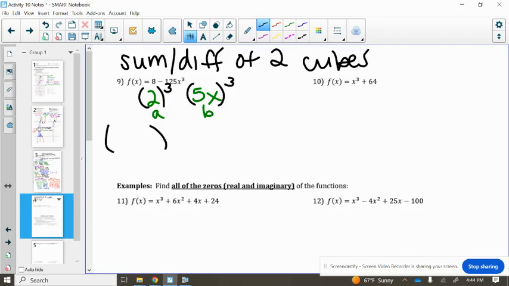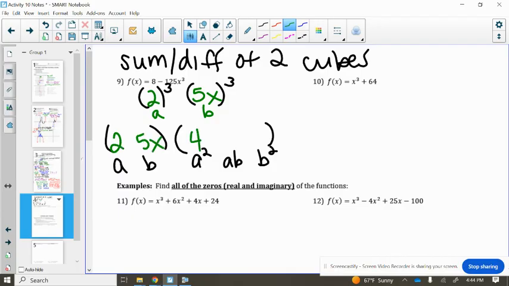And each time when we have a sum or difference of two cubes, the pattern is a, b, a squared, a times b, b squared. So a, b, a squared, a times b, b squared. And the signs are based off this original. So same sign as the original, opposite sign of the original, always positive. I like to call this SOAP. Same as the original, opposite of the original, always positive for that plus sign there.